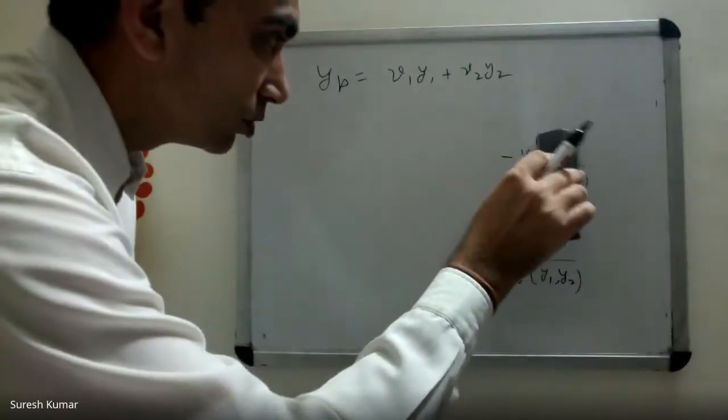Sir, should it be minus y2 rx instead of y2 prime rx? Yeah, it is y2, not prime.